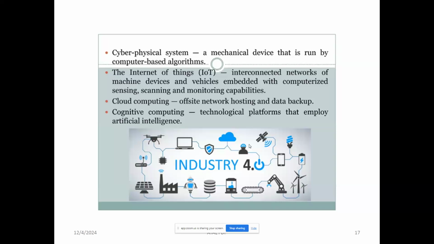Once the sensors have sensed the physical quantity, that data has to be scanned or stored, and the monitoring capabilities have been improved. And cloud computing is offsite network hosting, and it is mainly used for data backup. Without cloud computing, it is not possible to imagine how much data can be stored in a computer or a hard disk. With cloud computing, we can store a wider range of data. The next one is cognitive computing: human based intelligence, decision making with artificial intelligence. Somewhat like decision making carried out with intelligence, that is called cognitive computing. These four, cyber physical system, IoT, cloud computing, and cognitive computing, are the basic elements of Industry 4.0. Without any one of these four, we cannot have Industry 4.0.